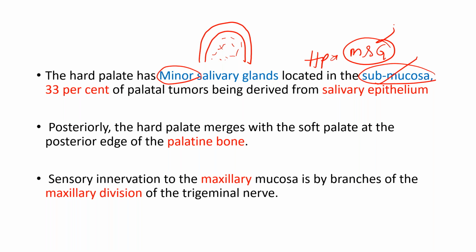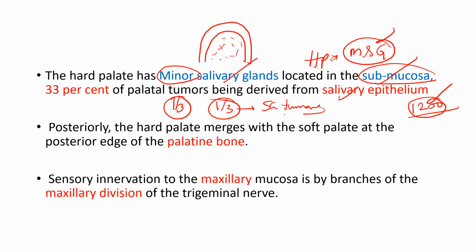All over the upper aerodigestive tract, there are nearly 1200 minor salivary glands. So they are distributed. Therefore, one third of the maxillary or palate tumors are salivary gland tumors. And as the size of the salivary glands decreases, the malignant potential increases. As the size of the salivary gland increases, the malignant potential decreases.